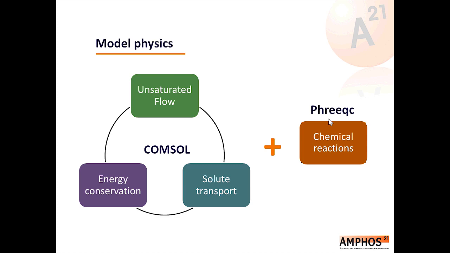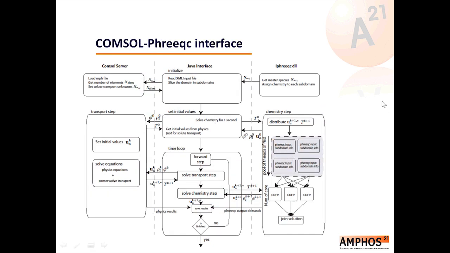The coupling between these 2 codes is done through a Java interface developed at AMPHOS 21, named COMSOL-PhreeqC. This figure tries to show how the information flows between the interface, the COMSOL server, and the IPhreeqc library. Note that the Java interface is the one who leads the program. It is in charge of calling both COMSOL and PhreeqC. COMSOL solves the physics, and it is fed with the aqueous water concentration resulting from PhreeqC calculations.